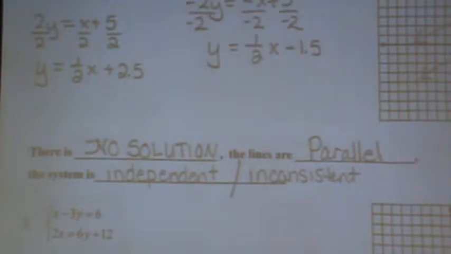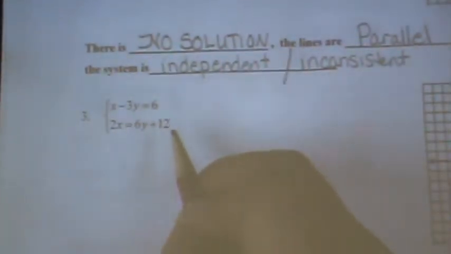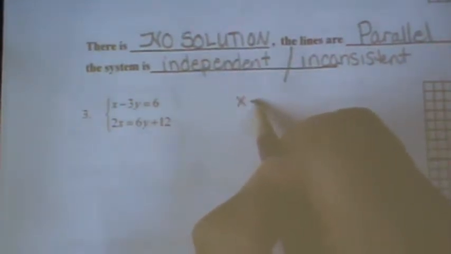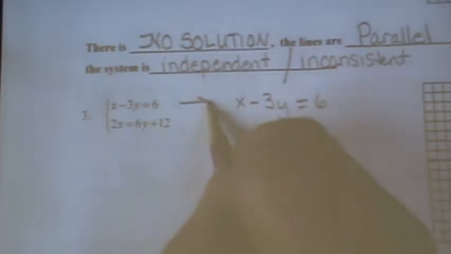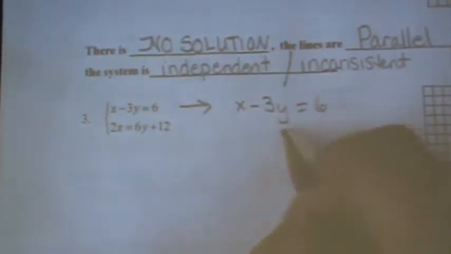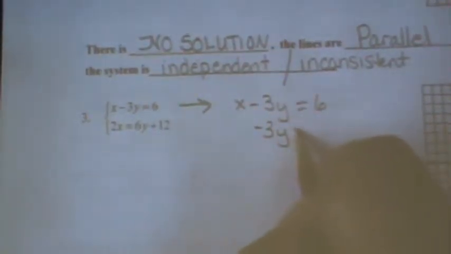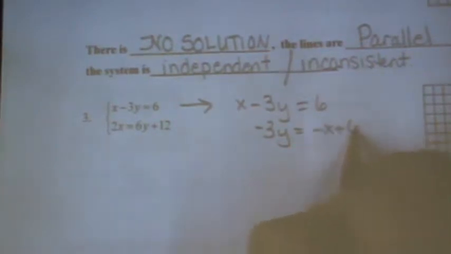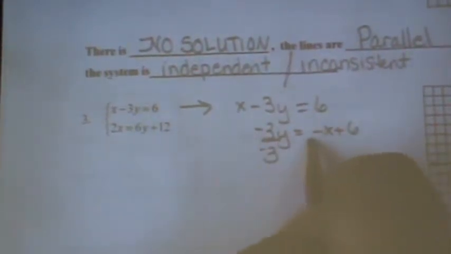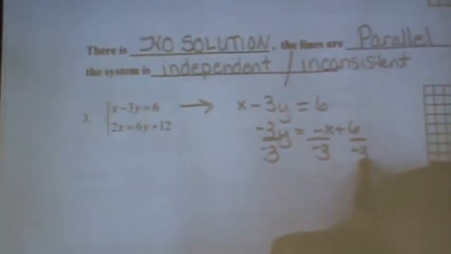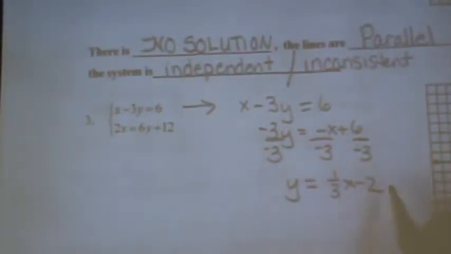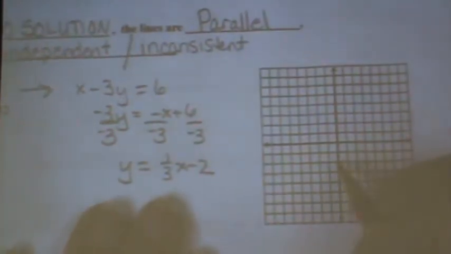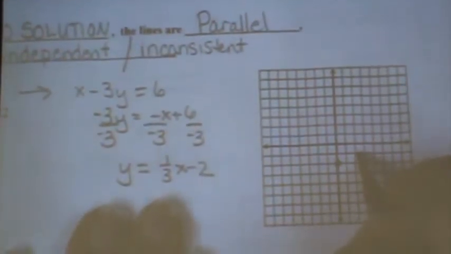In the last example, let's get this in slope-intercept form. We have x minus 3y equals 6. That's this one right here. So I'm going to subtract x and then divide by negative 3. So y equals 1/3 x minus 2. How do we graph that? We begin at negative 2 and go up 1 and over 3.